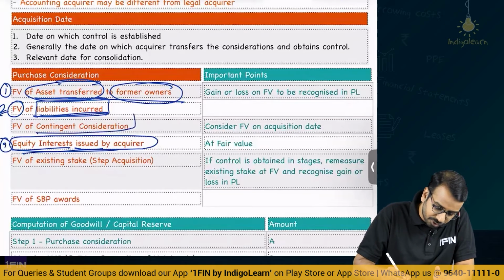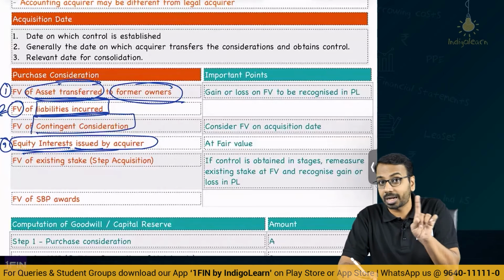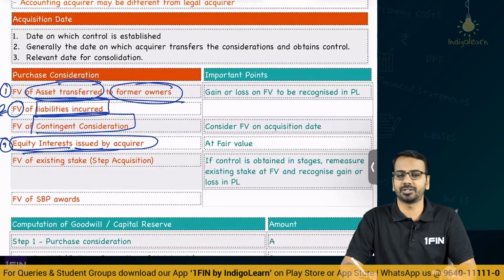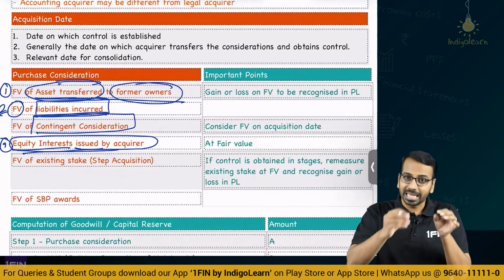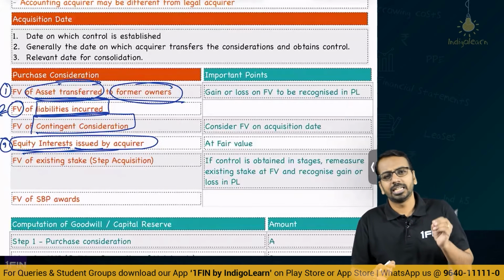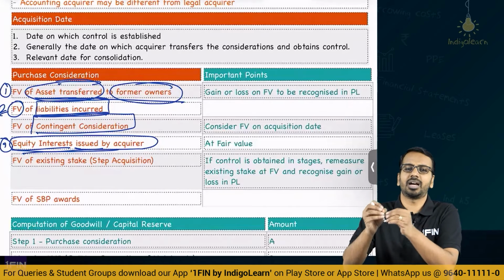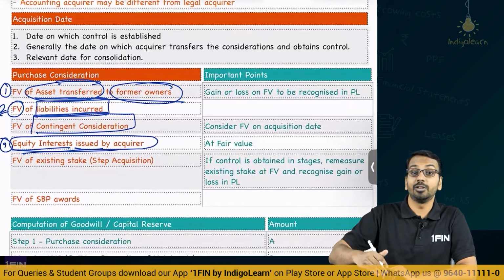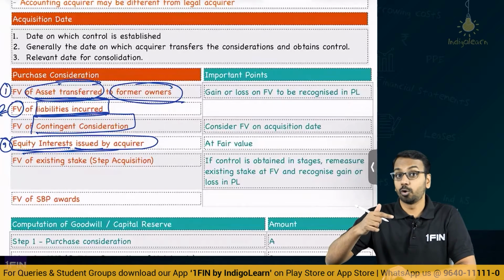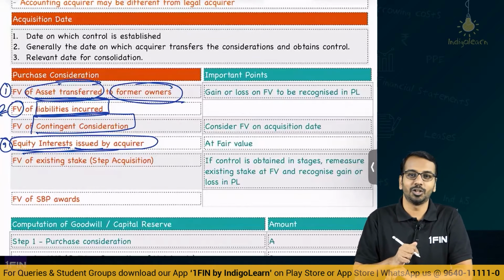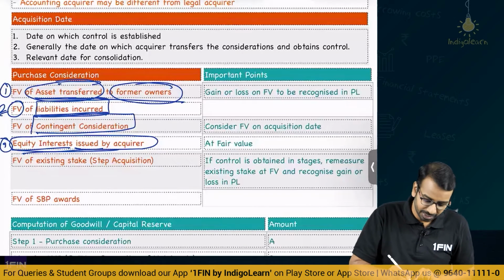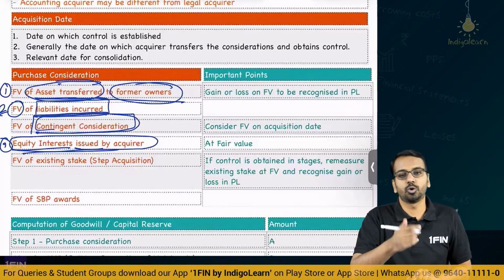Then, contingent consideration, very important, not a contingent liability, this is a contingent consideration. So, what is this contingent consideration? I have acquired Reliance Industries. I told Reliance Industries that if your company makes profit in the next 3 years of, let us say, 100 crores every year, then I will pay you some more amount, right? So, that payment of extra amount is dependent on contingency. So, when it is dependent on contingency, this contingent consideration should also be considered.